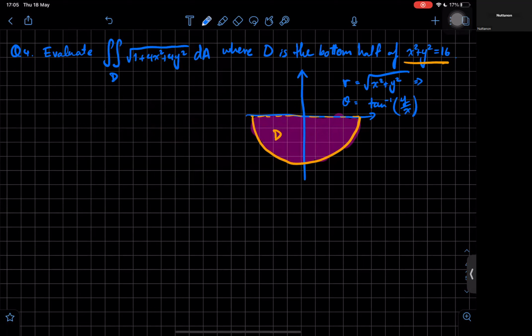Or you just write it, you're usually using r² = x² + y². Okay, that's the same. So this equation, if we want to change it to the polar coordinate, you get r equal to 4. We can write it r² = 16, so r is equal to plus or minus 4, but the radius makes more sense when it is positive, so I use the positive one.